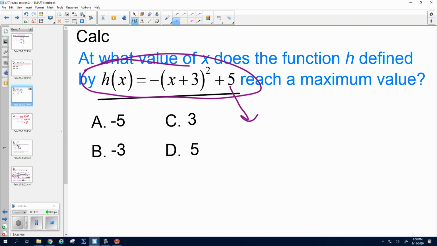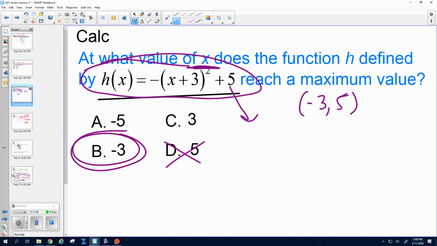Because what's the vertex right here? They asked you the vertex. Perfect. -3, 5, it's a downward parabola. The max is 5. That is not the answer because it says at what value of x does the function reach a max. So be really careful. Again, read carefully on the SAT.